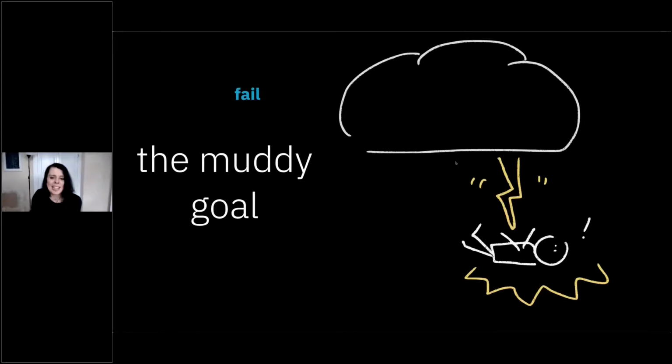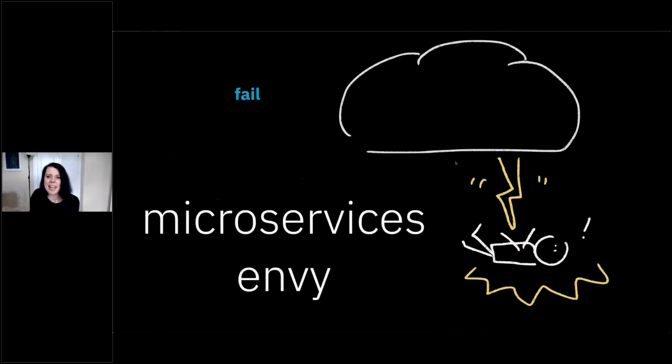Another one is closely related. It's the muddy goal. We don't actually know what problem we're trying to solve, so we've got no chance of solving it. Another one is microservices envy. So this happens when we want to do the right thing. We see businesses like Netflix using microservices, and so we use microservices even if they don't actually make sense for our context.